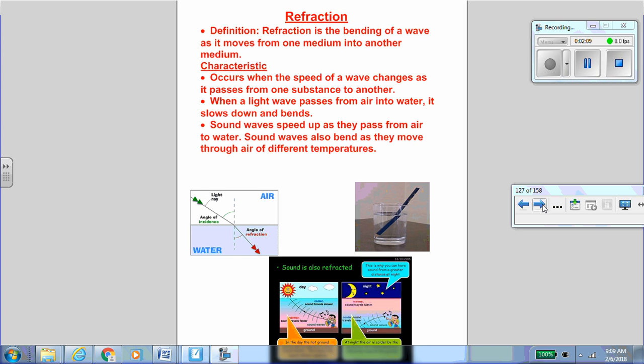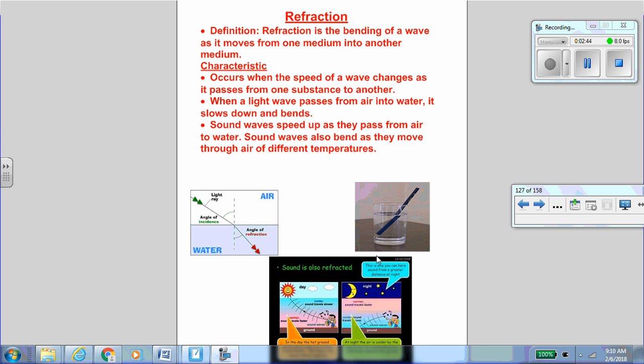And when it does that, it causes us to see images as they really aren't. For example, when I put this pencil in this glass of water, and I'm looking at it with my eyes, which I'm able to see because of light waves, the light is traveling through different mediums. And as it does that, the speed of the wave changes. So it makes things appear as they really aren't. So this pencil here appears to be broken, but if I were to pull this pencil out of this glass of water, of course it's not broken. I see that because of what we call refraction. It occurs when the speed of a wave changes as it passes from one substance to another.